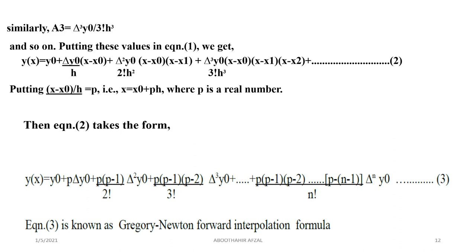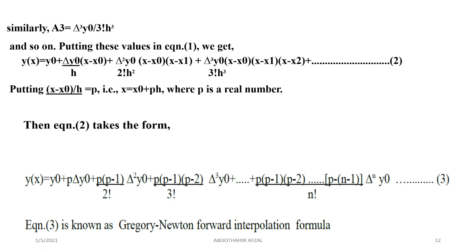So I write p into delta y0, plus delta square y0 into p(p minus 1) by 2 factorial, and then p(p minus 1)(p minus 2) by 3 factorial into delta cube y0, and in general the term will become p(p minus 1)(p minus 2) and so on up to (p minus (n minus 1)) by n factorial into delta n y0. So this is what I call the Gregory Newton forward interpolation formula.